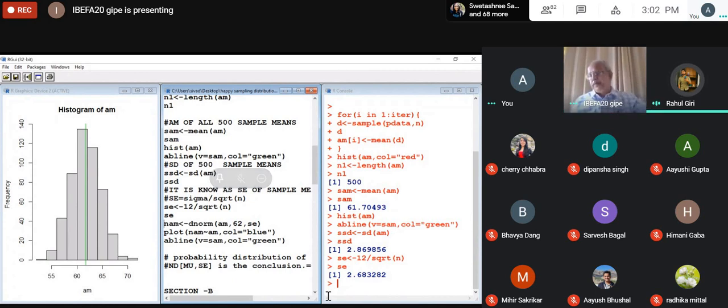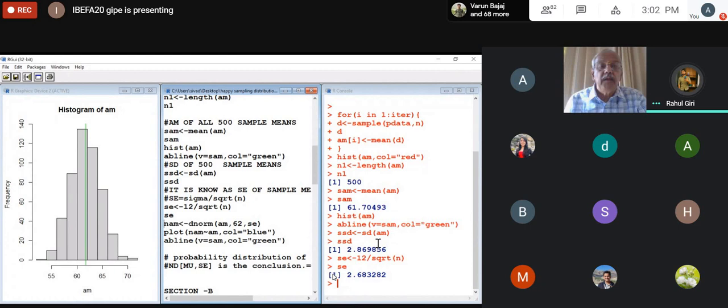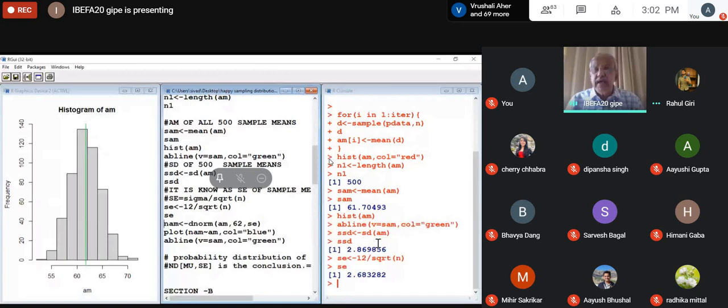So I have a question. Does it mean that if we ran 1000 iterations, this would still be 2.68 only? Very good. That is what the central limit theorem says. Increase your sample size, and your sample mean will go nearer to 62 with a smaller standard error.